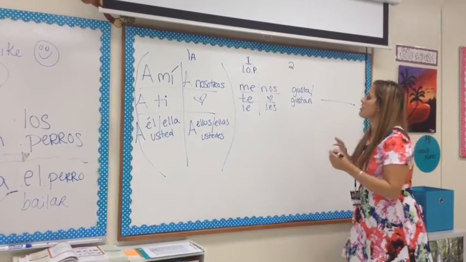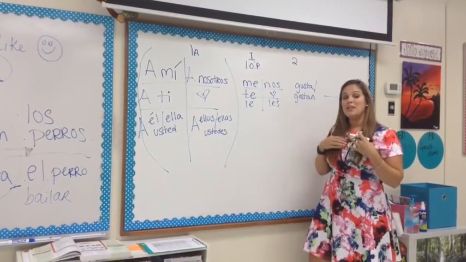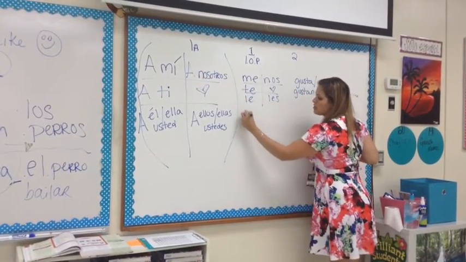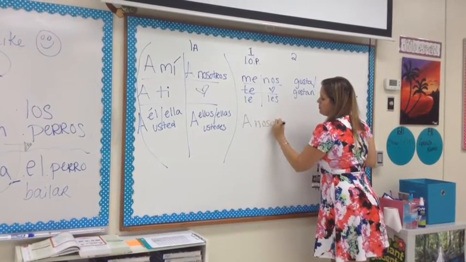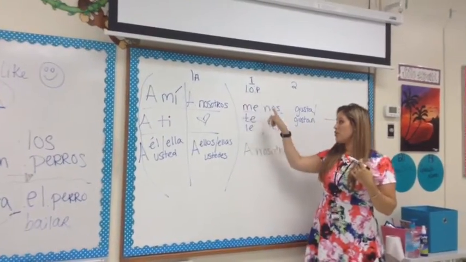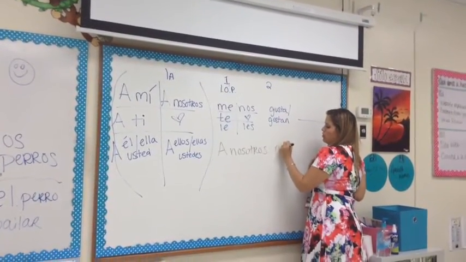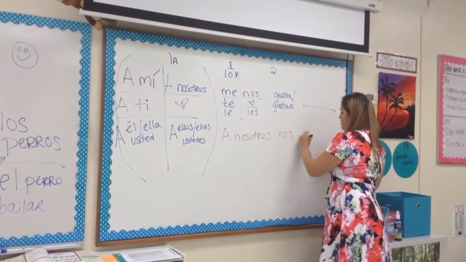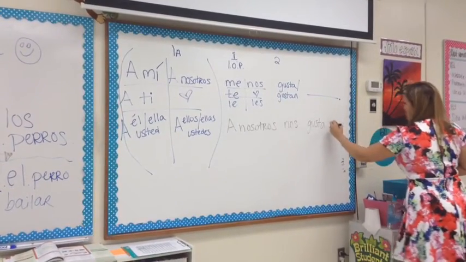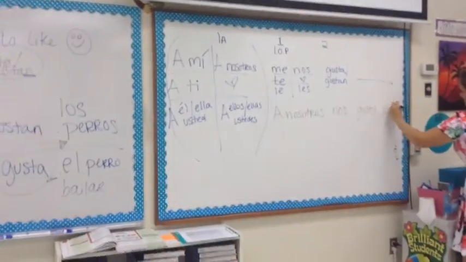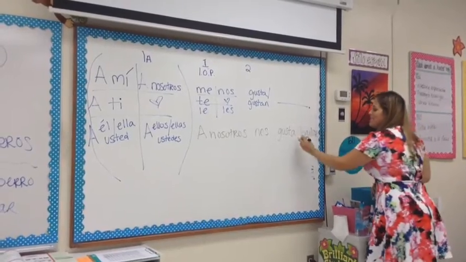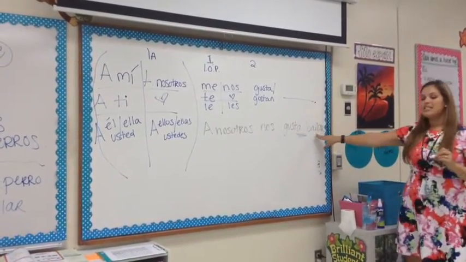Okay, so let's look at that. We're saying we, so that's nosotros, and since I'm putting emphasis on it, I want to do this part A, so a nosotros. And then I still want to say in that same category on the indirect object pronoun, so nos, a nosotros, nos. A nosotros nos gusta bailar. Okay, so the reason why I kept this at just an A is because this is a verb.